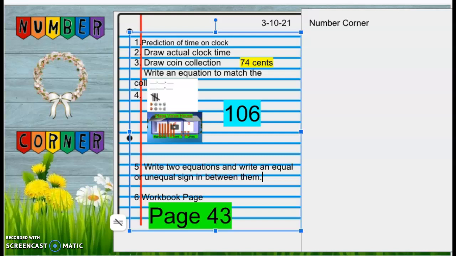For number 5, you are going to write 2 equations, and then you're going to put an equal or unequal sign in between them. Please press pause if you need more time to do this.